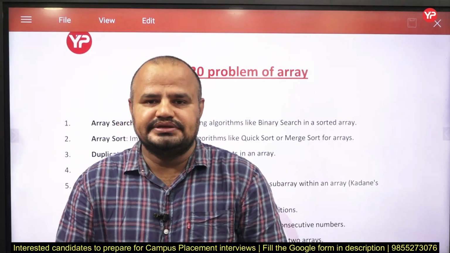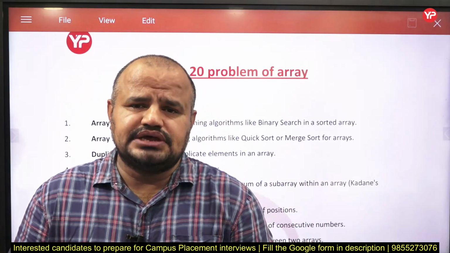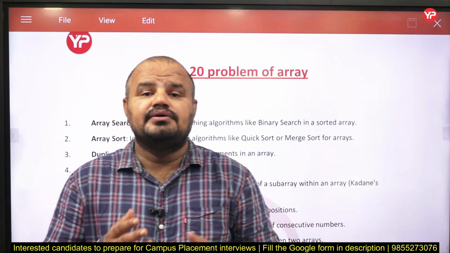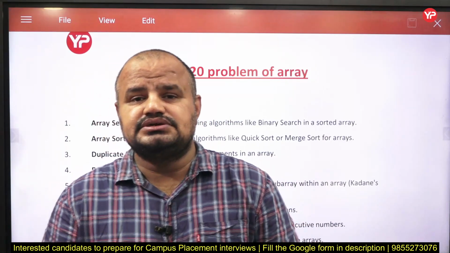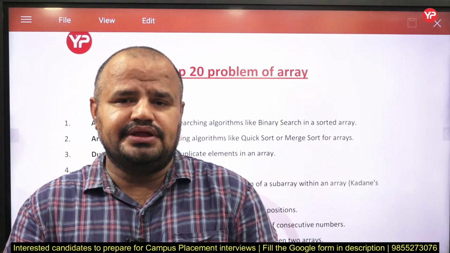So in this video, my dear students, I am going to give you a list of 20 array problems which are very important for the companies with the LPA of 5 to 7 or 8. In this we can discuss companies like IBM, Tata, Infosys, Accenture. All these companies, most of the time, recruit in online as well as offline mode.